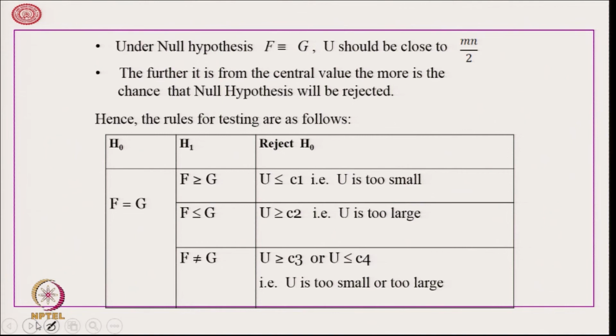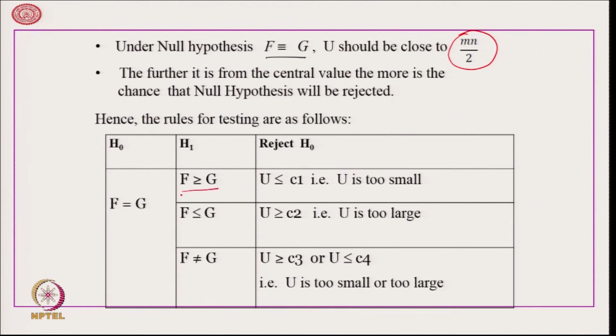Therefore, the test that we want to do is whether they have a similar distribution, that is, F is equal to G. Then U should be close to mn by 2, because the range of U is from 0 to mn, and therefore the average value will be mn by 2. The further it is from the central value, the more is the chance that the null hypothesis is going to be rejected. Therefore, depending upon the alternative, the rejection criteria will change.